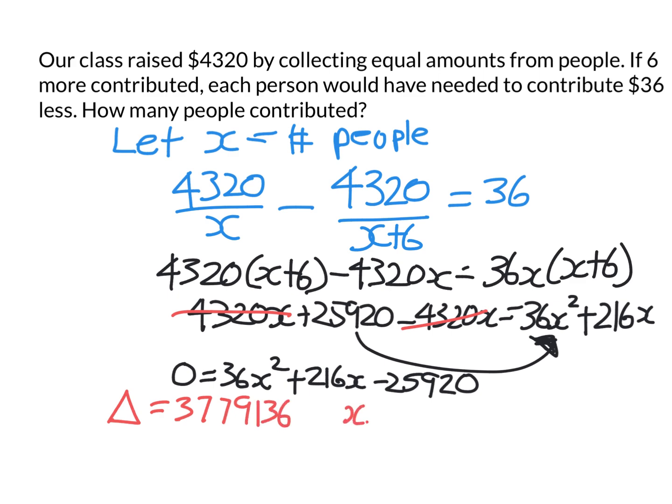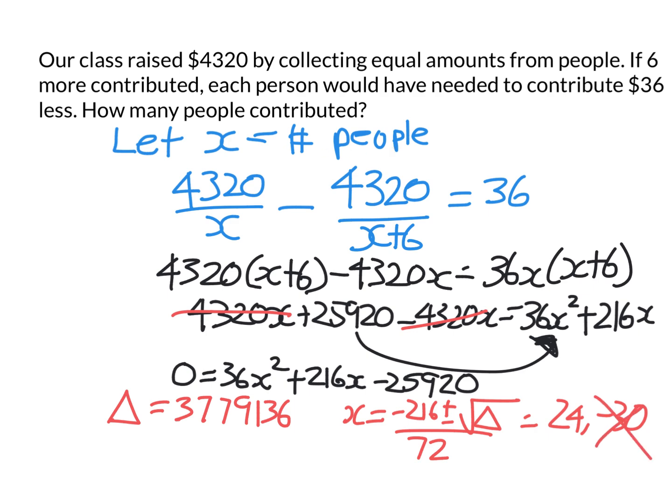So x is going to be minus b plus or minus the square root of this number here, all divided by 2 times 36. So putting that in our calculator, we get two answers. We get 24 or negative 30. Now, because x was number of people, and you definitely can't have a negative number of people, we conclude that 24 contributed. All right, there we're done.